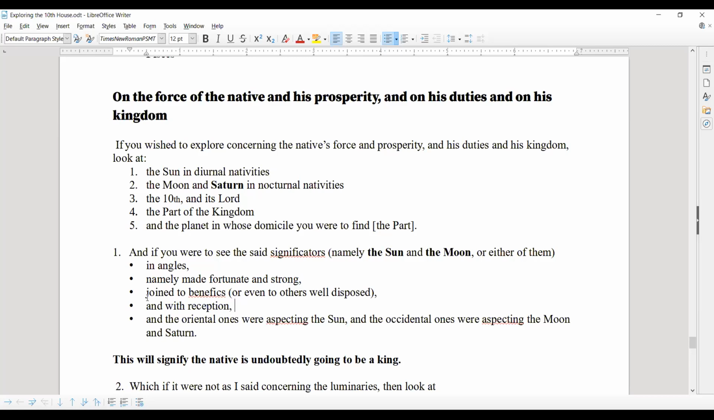And then this last one, the oriental ones are aspecting the sun, and the occidental ones are aspecting the moon or Saturn. We can skip that one. But remember, if you were to see the significators with all of these conditions met, this will signify the native is undoubtedly going to be a king. All right, so we see the sun in the 10th house.